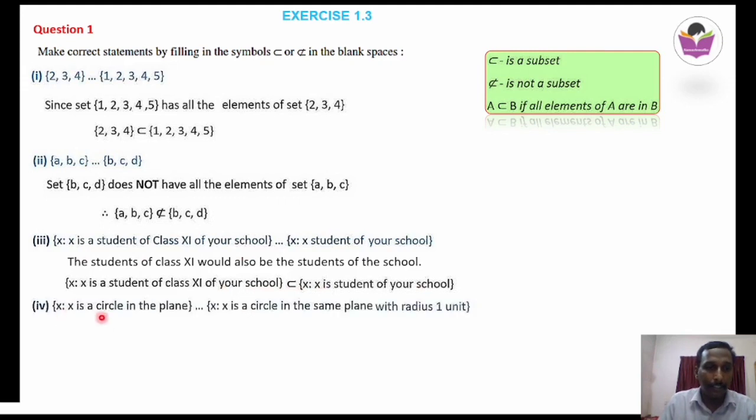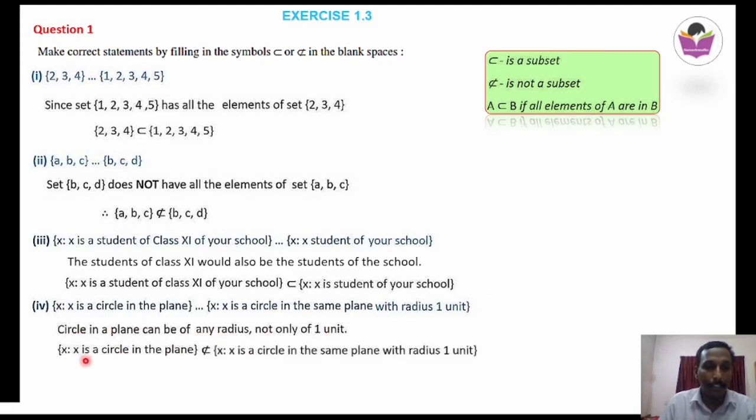Next is the set of x such that x is a circle in the plane, dash, the set of x such that x is a circle in the same plane with a radius of 1 unit. So here all circles will be coming. This is the universal definition: x is a circle in the plane with any radius. And here x is a circle in the same plane with a radius of 1 unit. Here only 1 unit circles are there. Here 2 unit, 3 unit, up to infinite radii will be there. So surely this is not a part of this set. A circle in a plane can have any radius, not only 1 unit. So the set of circles in the plane is not a subset of the second set, which has a radius of 1 unit.